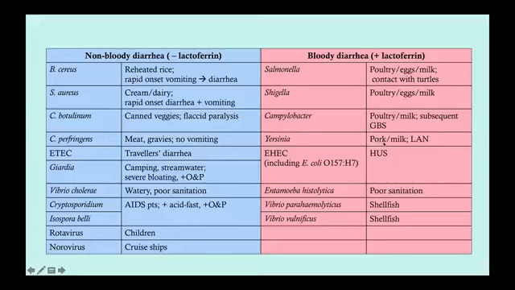Yersinia, this really looks a lot like the other ones as far as bloody diarrhea, but it also can cause lymphadenopathy. And Yersinia is also more tightly tied to pork, whereas the other ones are more tightly tied to poultry.